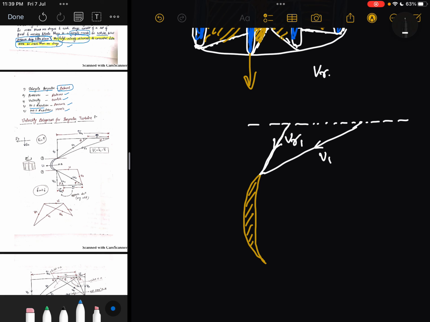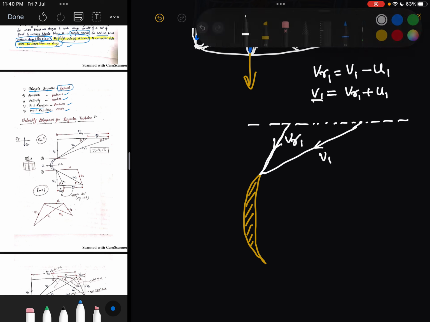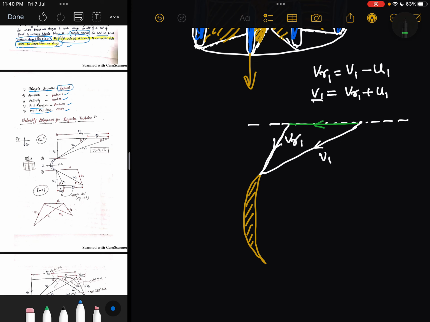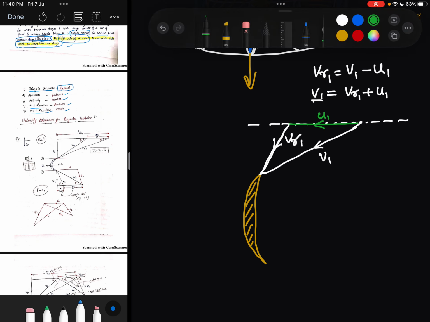So what is the mathematics? Vr1 is equal to v1 minus u1. So you can say that v1 is equal to vr1 plus u1. It means that if you want to find v1, then you have to add u1 to vr1. So the u1 velocity will be in this direction. This is our u1. Fine.